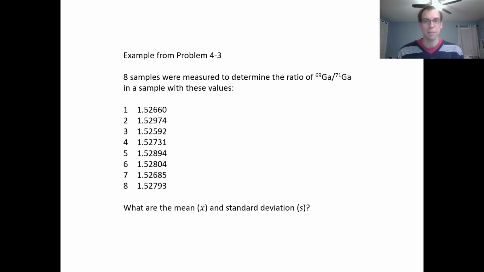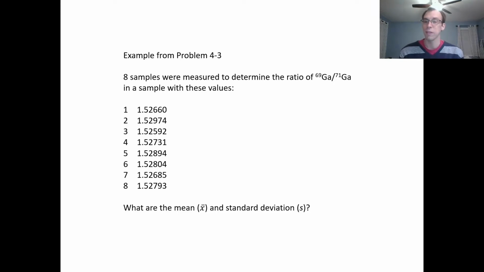So this is an example from your textbook, problem 4-3. 8 different samples were measured, and they all give slightly different values of the ratio of gallium-69 to gallium-71, which is the value you're trying to measure. Then the question is, what are the mean and standard deviation? Now, the mean's pretty straightforward.